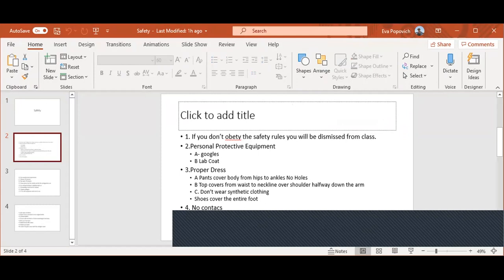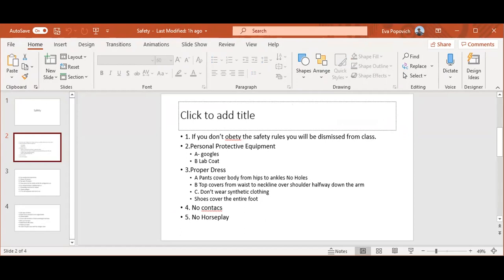All right. Now, this is more for you to do well on the safety test. Remember, if you go into safety, the first line was the safety page. Download that, print that, and look through that as you're taking the safety quiz. If you don't obey the rules, you're going to be dismissed from class.